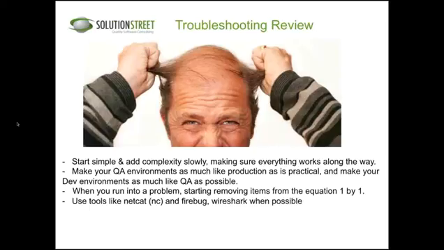So let's review. Start simple, add complexity slowly, making sure everything works along the way. Do this in development, do this in QA, do this in production. Make your QA environments as much like production as practical. Make your dev environments as much like QA as possible. When you run into a problem, start removing items from the equation one by one. Use tools like Netcat, Firebug, Wireshark to help you debug.